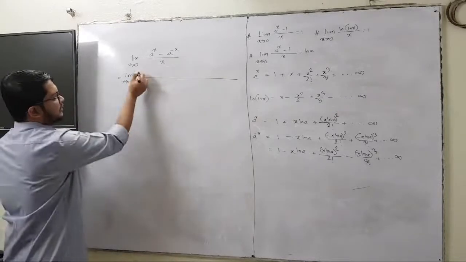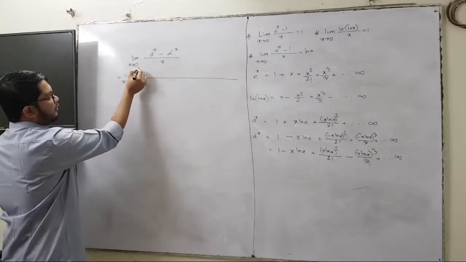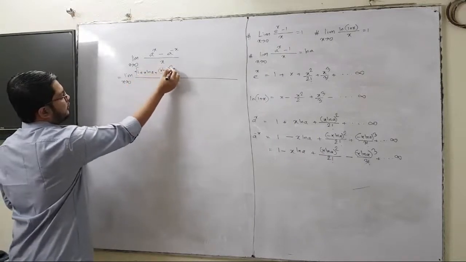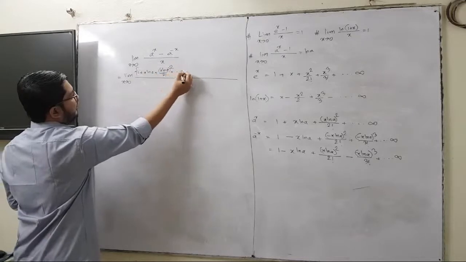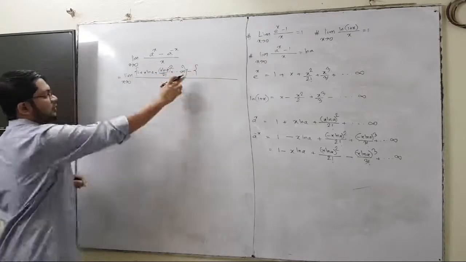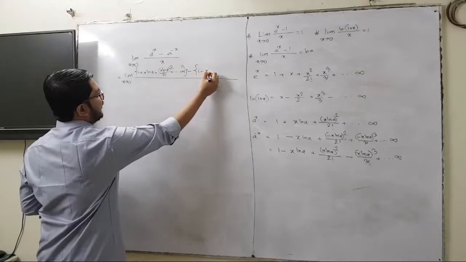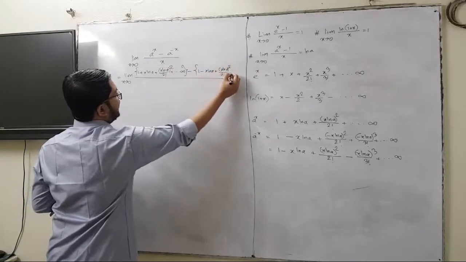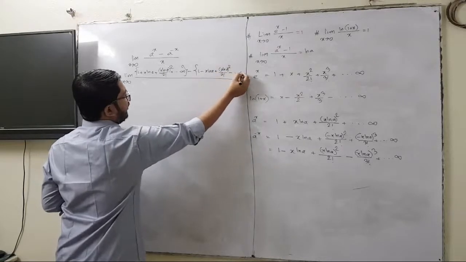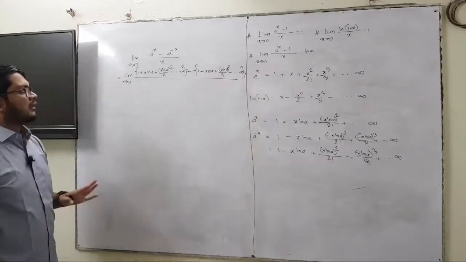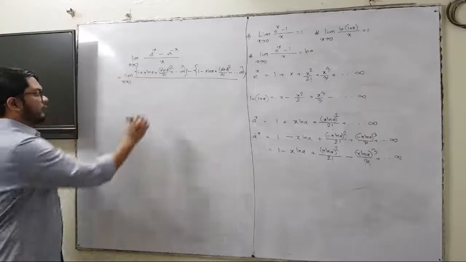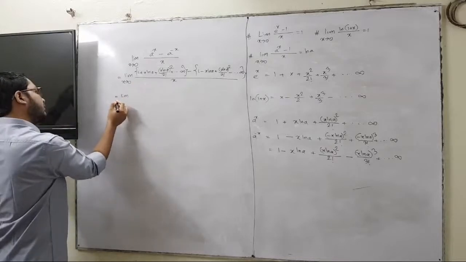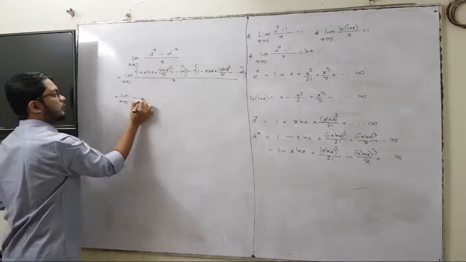So e to the power x, we already know what is the value, 1 plus x ln a plus x ln a whole square by 2 factorial all the way to infinity. And then you have a minus and then 1 minus x ln a plus x ln a whole square by 2 factorial, and then you have a negative all the way to infinity. Okay. So I hope you understand. Now, and divided by x. Limit x tends to 0. Okay.